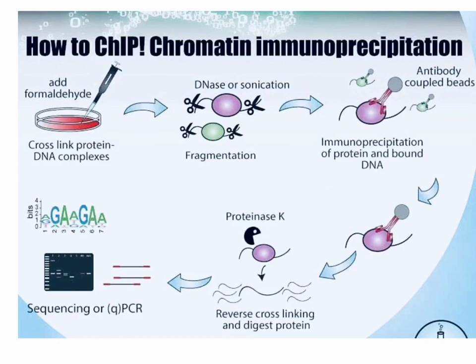So I am showing diagrammatically how the ChIP method, chromatin immunoprecipitation, works, and the remaining things you can read in my description. I will mention all these things, and if you need more information, go to Google.